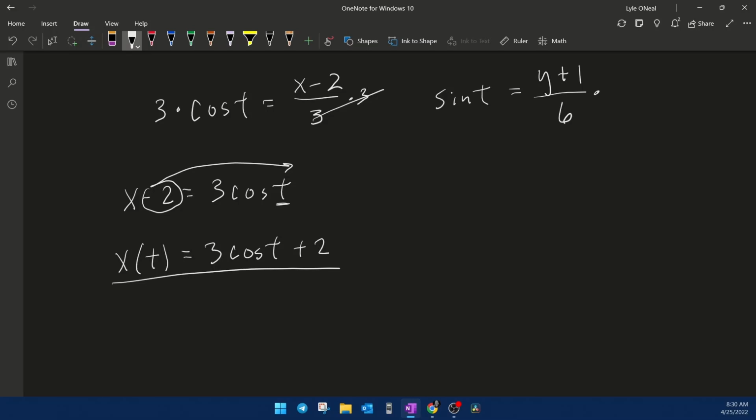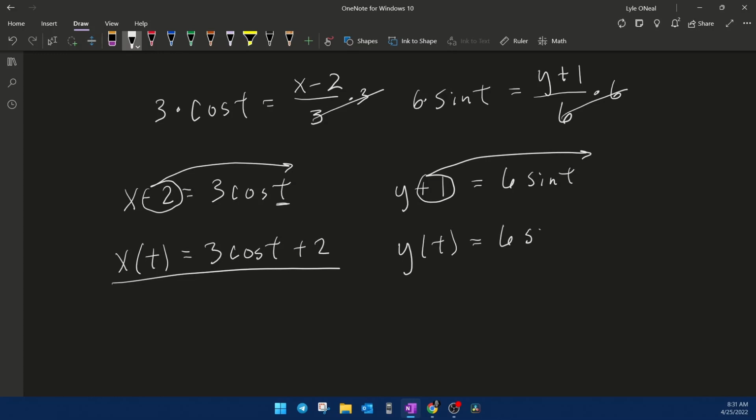And for the sine equation, multiplying both sides by 6 gives us y plus 1 equals 6 sine of t. Moving the plus 1 over and now writing that in function notation, we're going to have 6 sine t minus 1, and we're done. These are our two parametric equations that should represent the ellipse.